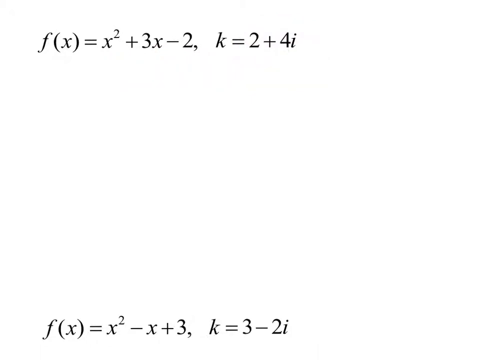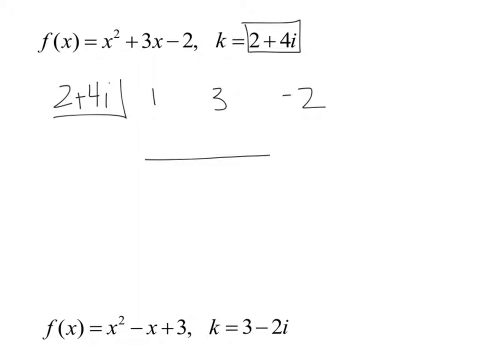What I'm going to start with is putting the k value, the 2 plus 4i, excuse me, in the backwards L box. And again, I'm going to line up my coefficients, 1, 3, negative 2, and I'm going to do synthetic division. So what does that look like when it's an imaginary with a binomial in there? Well, we're still going to do the exact same thing. So bring down the 1, and then multiply the 1 by all of this stuff, which, yes, means you have to distribute, but when you distribute 1, it doesn't do anything. So 1 times 2 plus 4i is 2 plus 4i.